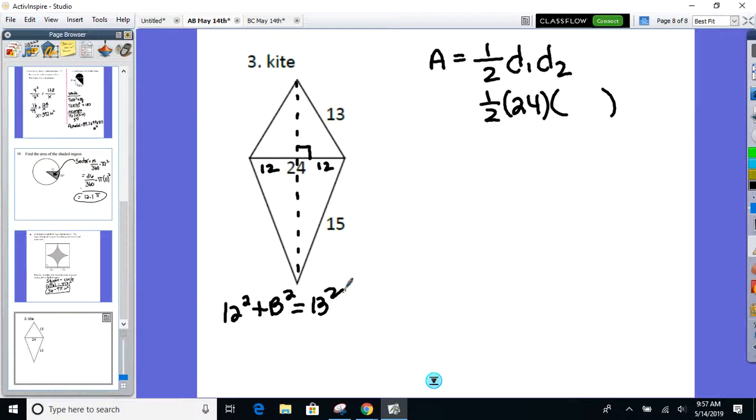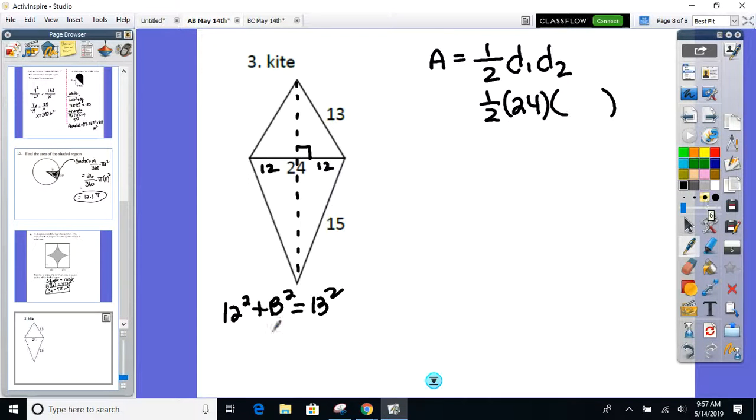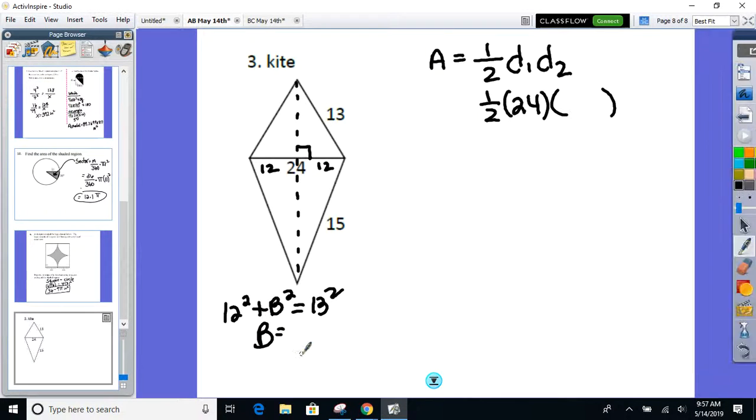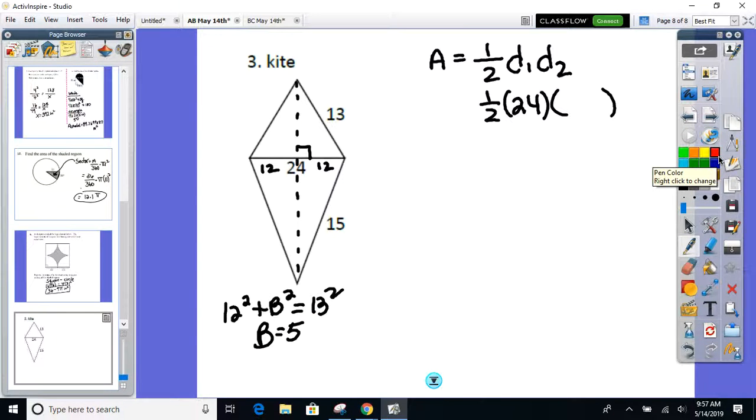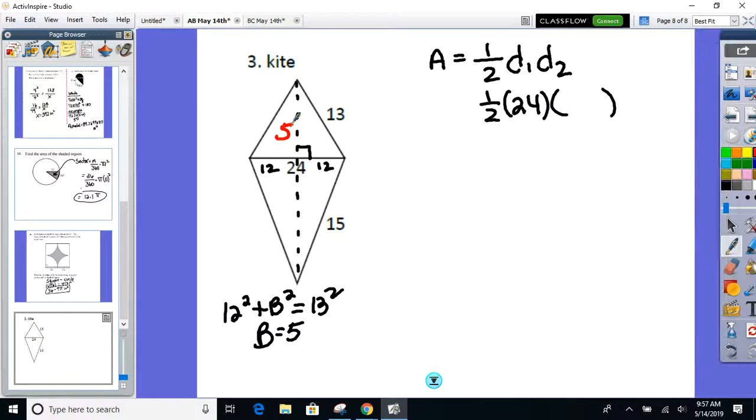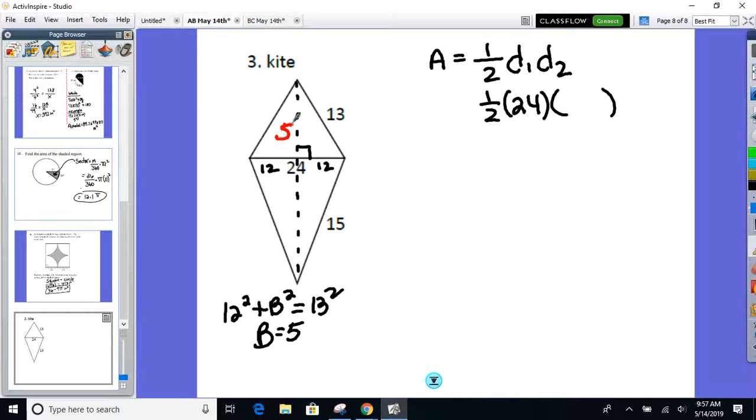Got it? That should be a nice number, hopefully. So one part of the diagonal should have been 5. Yep. One part of the diagonal should have been 5. Oh, I remember this one. The numbers don't come out to be correct, but we're just going with it.